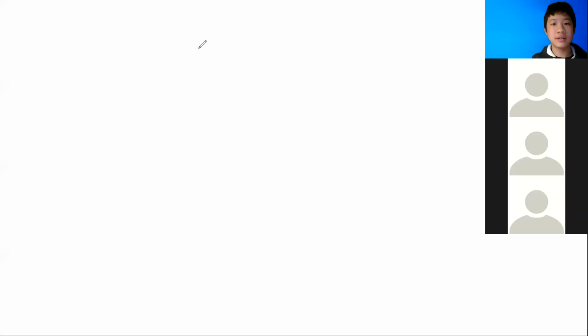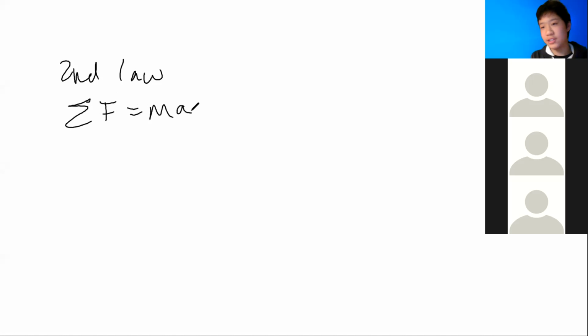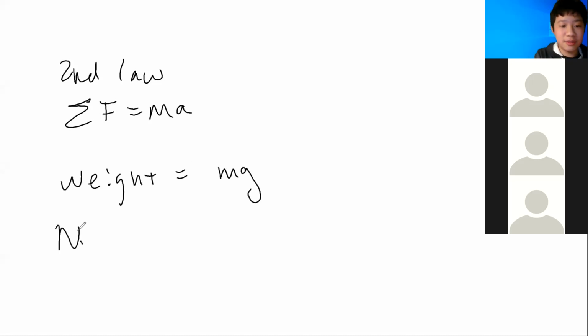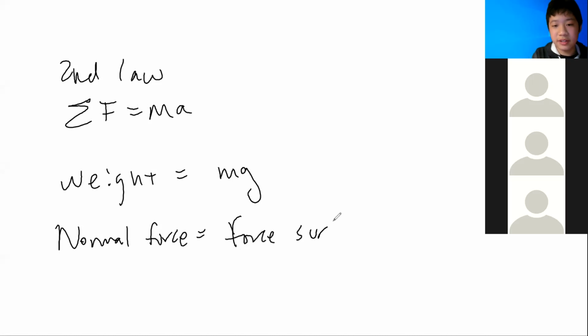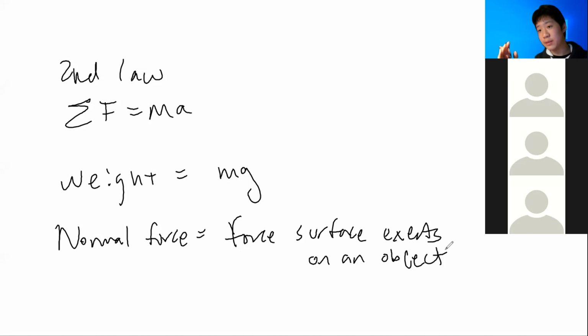I'm going to summarize all the key points right here. So the key points: second law, the sum of all forces equals mass times acceleration. Then weight is equal to mg, and normal force is the force a surface exerts on an object. If I have an eraser on that table, the table is going to exert a normal force on the eraser.